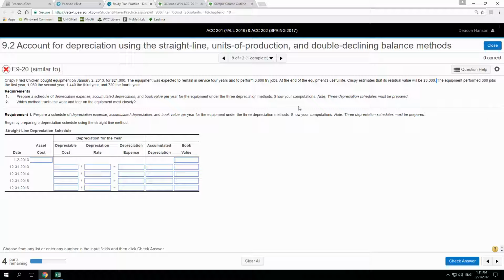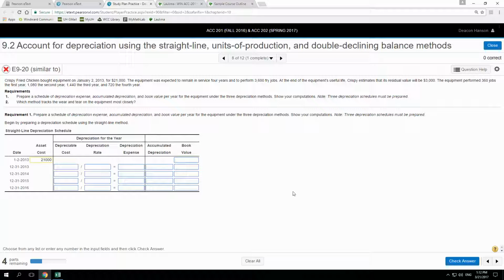And the first method they want me to use is straight line. Okay, you see where I highlighted it says straight line. So in straight line, we got the asset's cost. Remember the straight line formula is cost minus residual value divided by the estimated life.